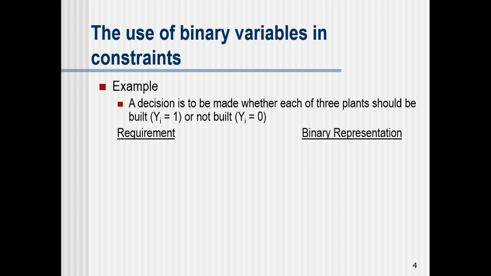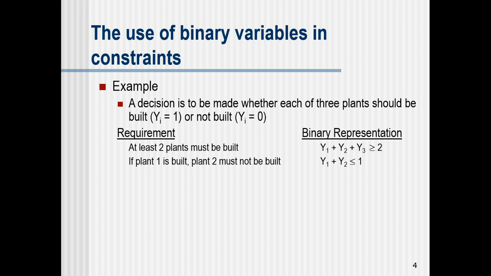So let's look at some examples here. y1, y2, y3 are 3 plants. They're binary variables. At least 2 plants must be built would look like this: y1 plus y2 plus y3 has to be greater than or equal to 2. It doesn't tell us which 2 plants, but at least 2 of the 3 have to be built. y1 and y2 can be on, y3 off. All 3 of them can be on, that's fine. y3 and y1 can be on, y2 and y3 can be on, right? It takes into account all of those factors simply mathematically.